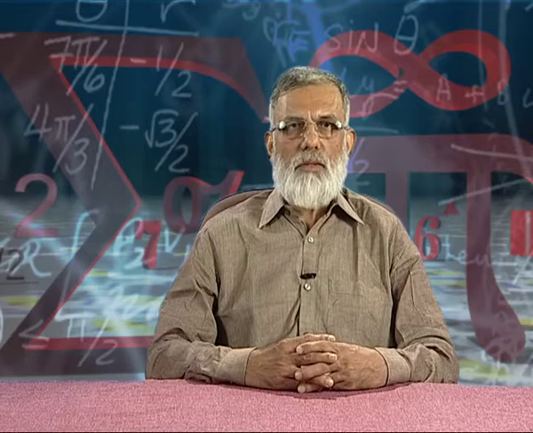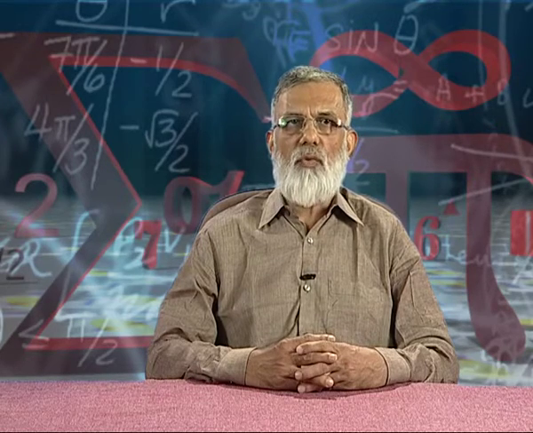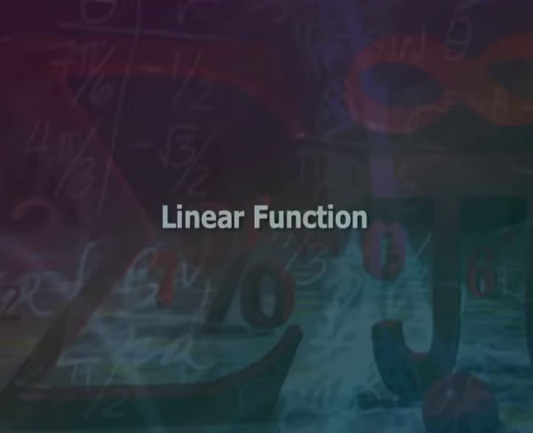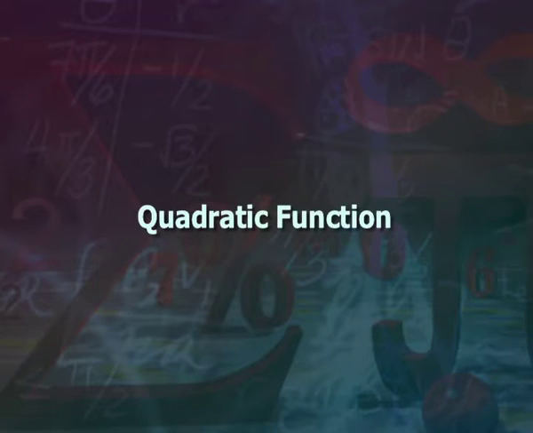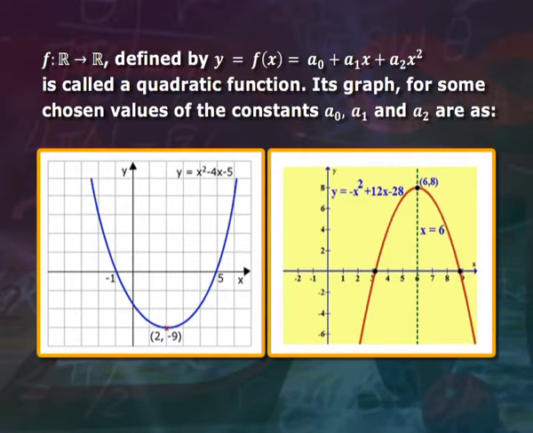Some of the very useful functions along with their graphs are displayed here. Linear function: f from R to R defined by y = f(x) = a0 + a1 x is called a linear function. Its graph for some chosen values of the constants a0 and a1 are displayed. Quadratic function: f from R to R defined by y = f(x) = a0 + a1 x + a2 x square is called a quadratic function. Its graph for some chosen values of the constants a0, a1 and a2 are as shown.